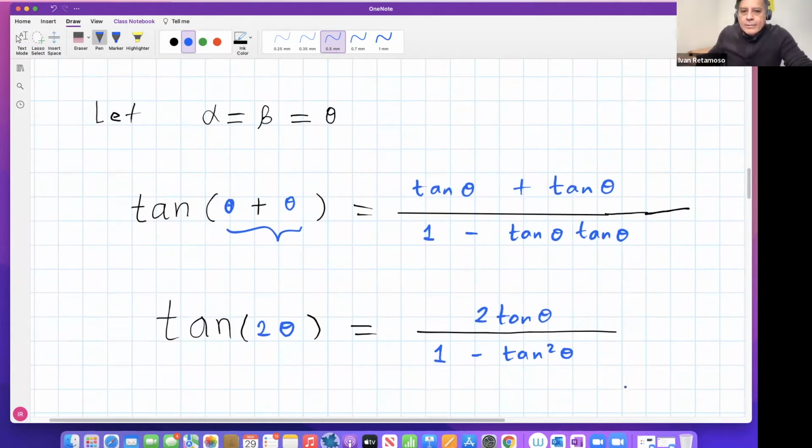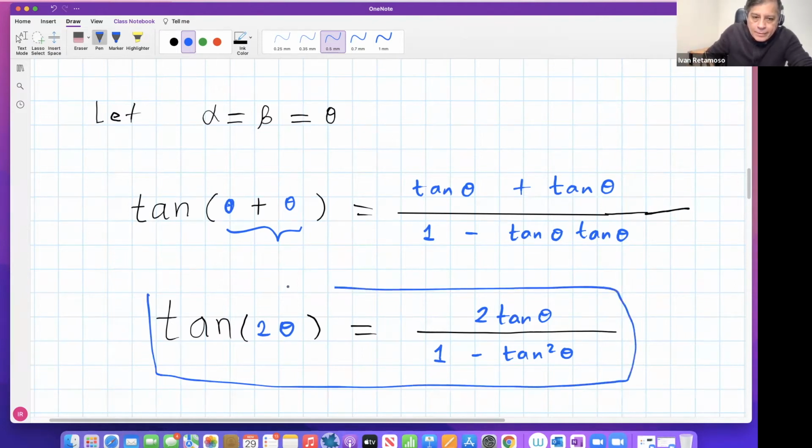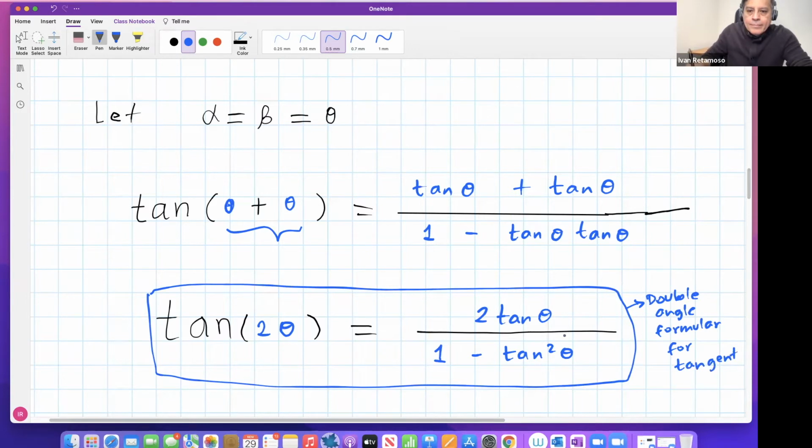This is what is called the double angle formula for tangent, right? Double angle formula for tangent. So this is a good formula, very useful. Double angle formula for tangent. Okay, very good.